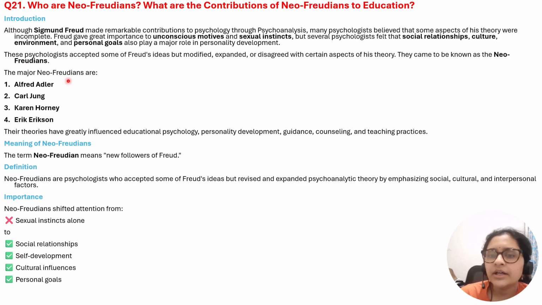Okay, so the major neo-Freudians who argued with Sigmund Freud are Alfred Adler, Carl Jung, Karen Horney, Erik Erikson. Okay, they all are neo-Freudians. Neo-Freudians are new followers of Freud. They accepted a few of Freud's ideas, but they revised and expanded the psychoanalytic theory by emphasizing social, cultural, and interpersonal factors. So they shifted their attention from sexual instincts alone to these four things: social relationships, self-development, cultural influences, and personal goals.